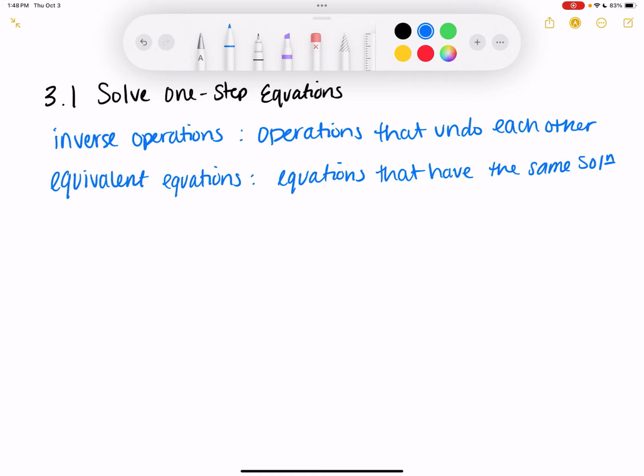Tomorrow's going to be two-step equations, and then Monday will be multi-step equations. Well, maybe. Probably not, because I don't think we'll be here for volleyball. I don't know. We'll see what happens. Anyways, today and tomorrow are one-step and two-step equations.